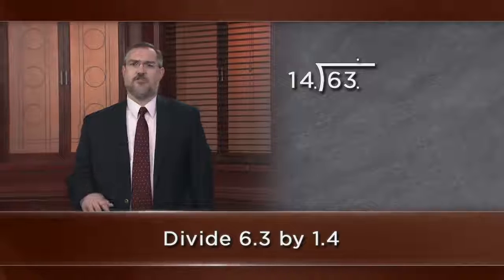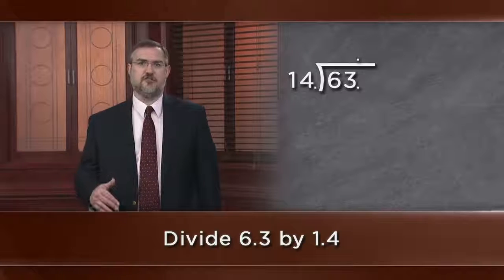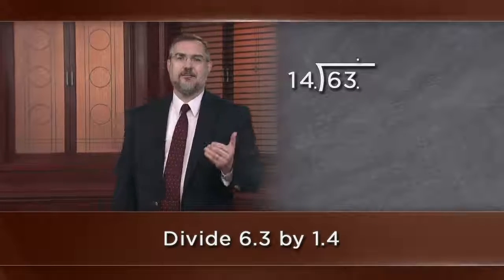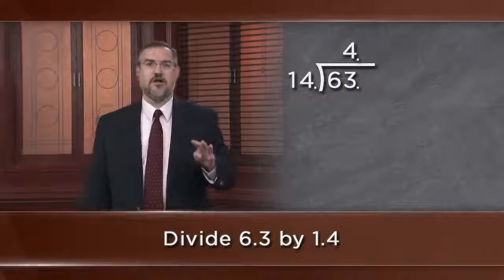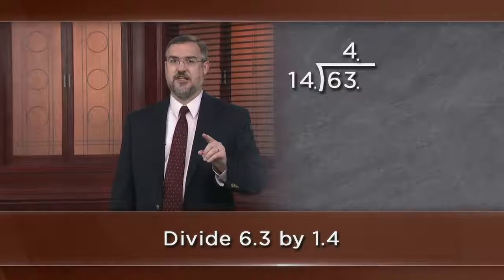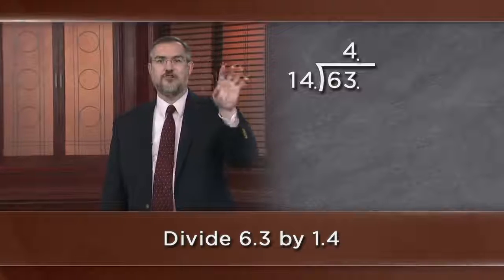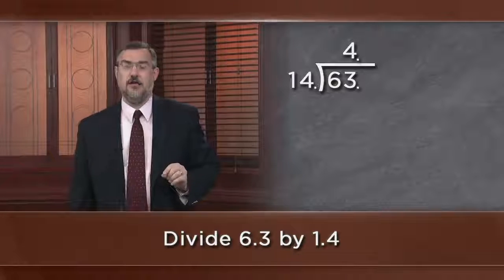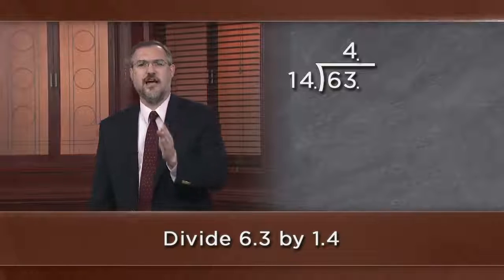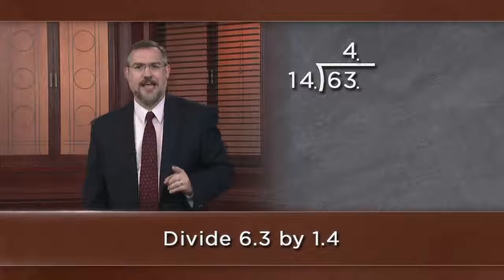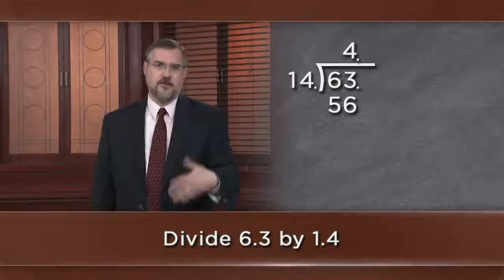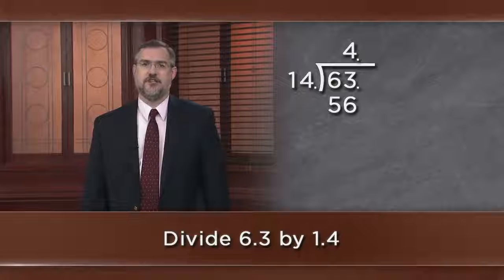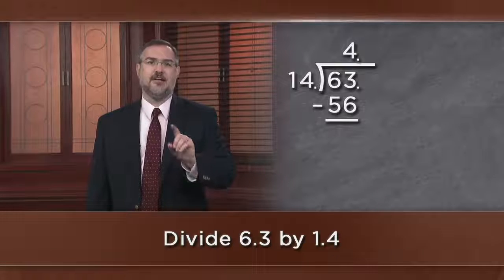Well, obviously, 14 doesn't go into 6. The 6 is too small, and so I'm going to need to ask myself, how many times does 14 go into 63? Well, the answer is 4, because 14 times 4 is 56. So I'm going to write my 4 just above the 3 that's in 63, so it's basically going to be just to the left of the decimal point that I already put in the answer section. And then I'm going to put a 56 under the 63, since 14 times 4 is 56. I subtract, and I get 7.